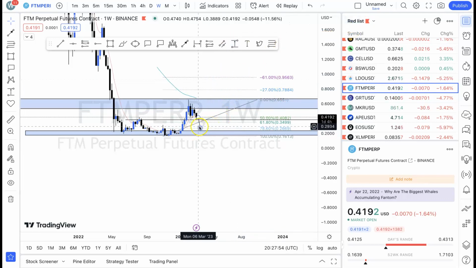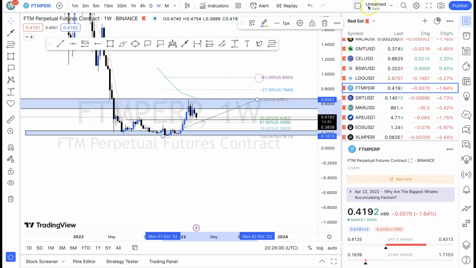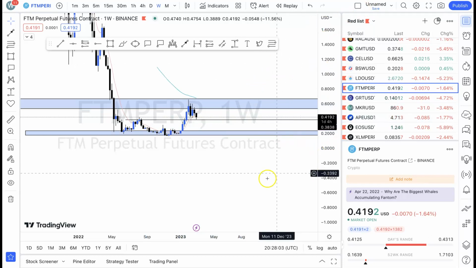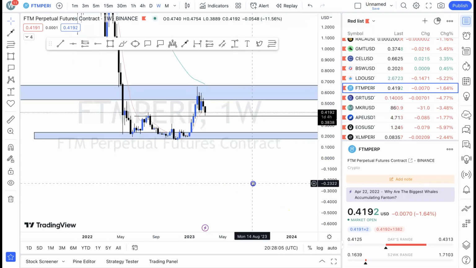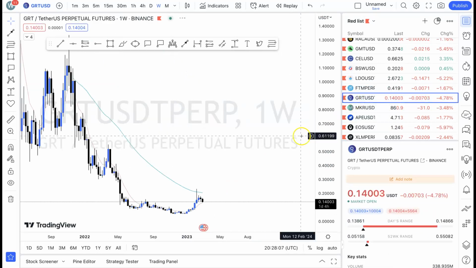Of course, you know that the entire market moves in the same way, just that some coins will outperform other coins. But if BTC is going up, everything is going up. If BTC is falling, everything is falling. So that's it for the crypto markets.